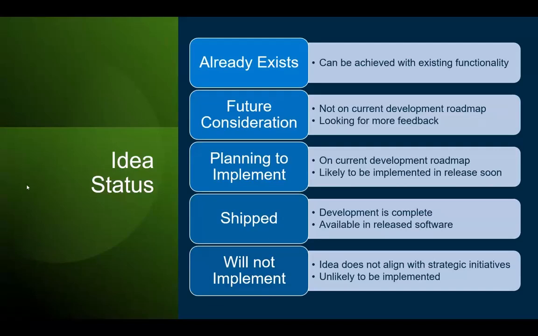The third status is something called planning to implement. What that's indicating is that it is on our roadmap. Now, our roadmaps are generally reaching out 12 to 24 months into the future. So planning to implement doesn't mean it's going to be in the next release of software, but it does mean that it's something we put on our roadmap and our development teams are looking at and starting to work on. And it's likely to be implemented in some release coming fairly soon.